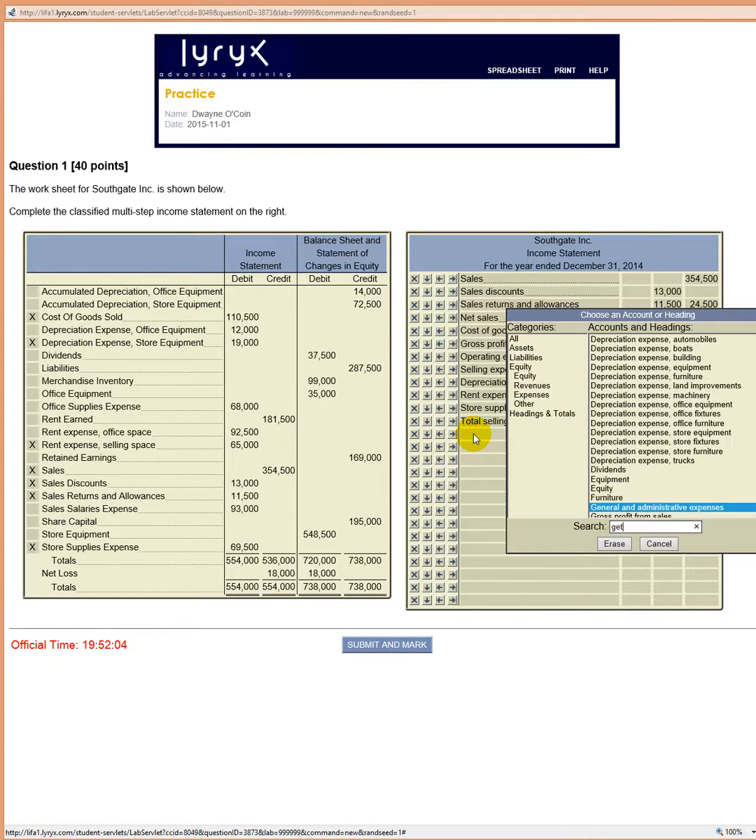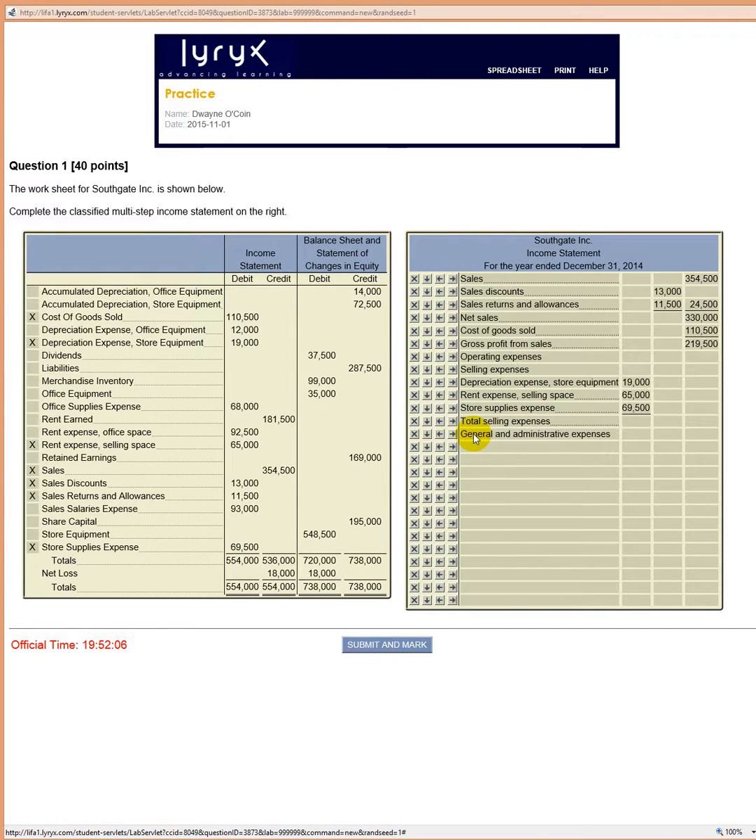Then we're going to have general and admin, that one. And that will include depreciation expense on the office equipment. Get it to move here, there we go, for $12,000. And office supplies expense, presumably in the office. Wow, that's a lot of office supplies we use. Rent expense on the office space, $92,500.